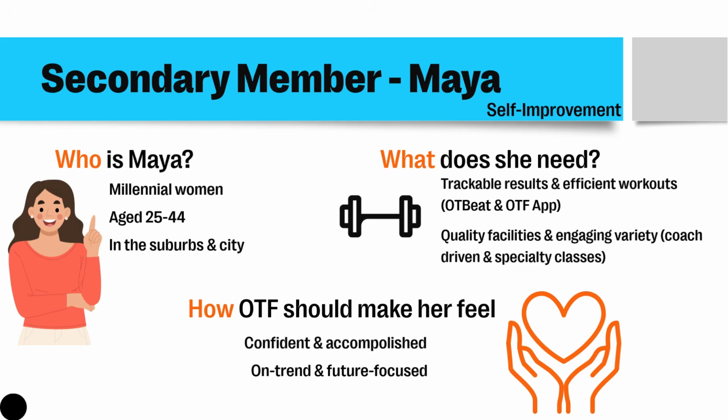All right, here's Maya. Maya is a millennial woman, aged 25 to 44, in the suburbs and city. She's looking for something a little bit different. Here, we're going to be leaning into more of the technology, trackable results, efficient workouts, and these quality facilities and the engaging variety. I'm sure you can already see the differences, and you're probably already identifying some of your members in your head. And of course, for Maya, she wants to also feel confident and accomplished, but she really wants to feel on trend, future focused. She's really looking for self improvement.